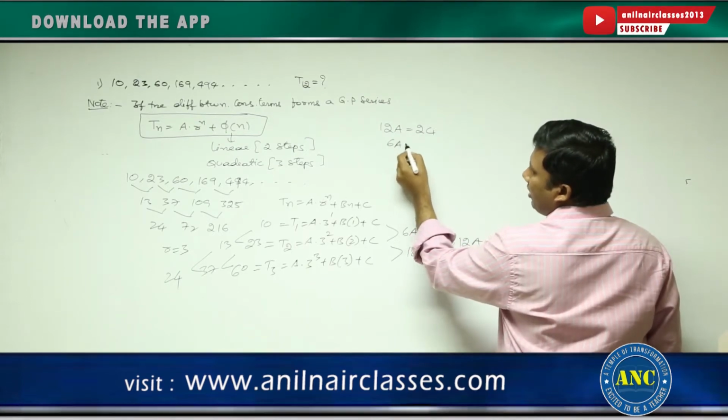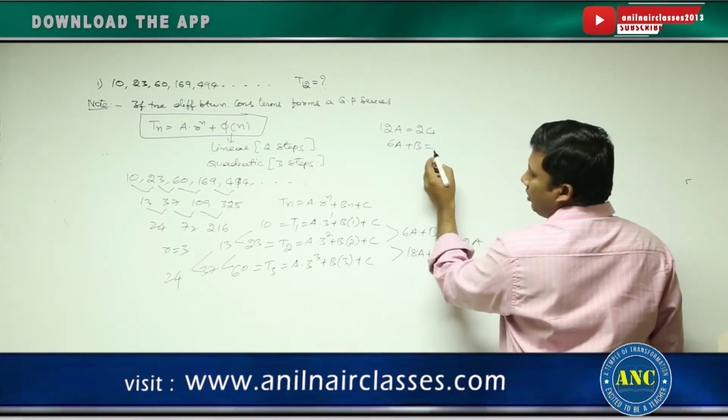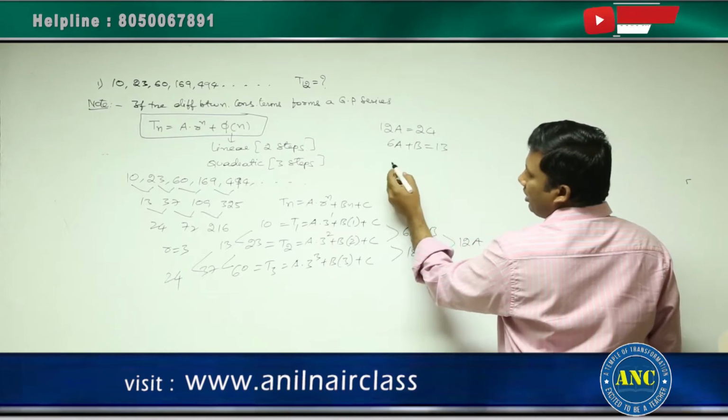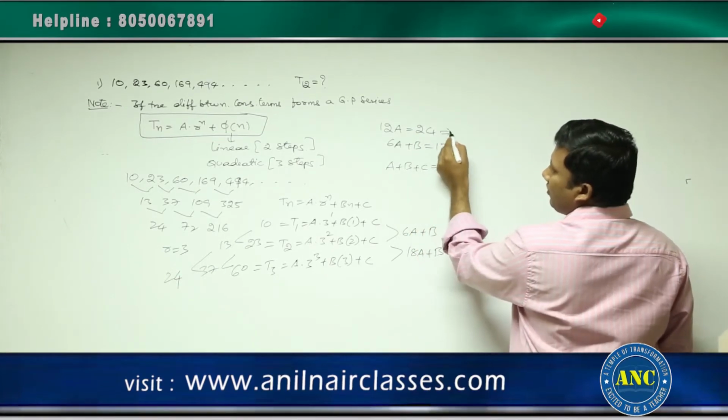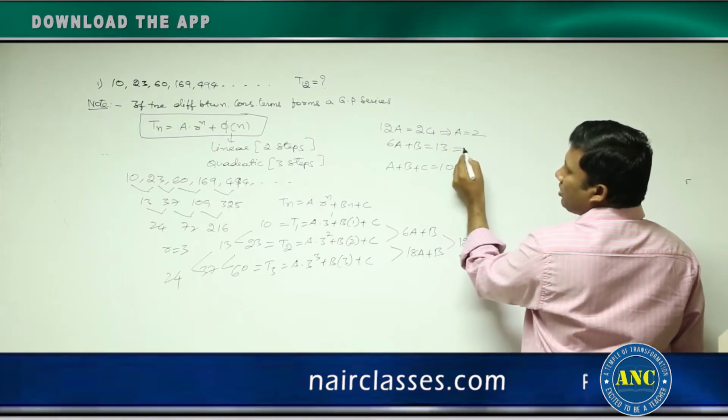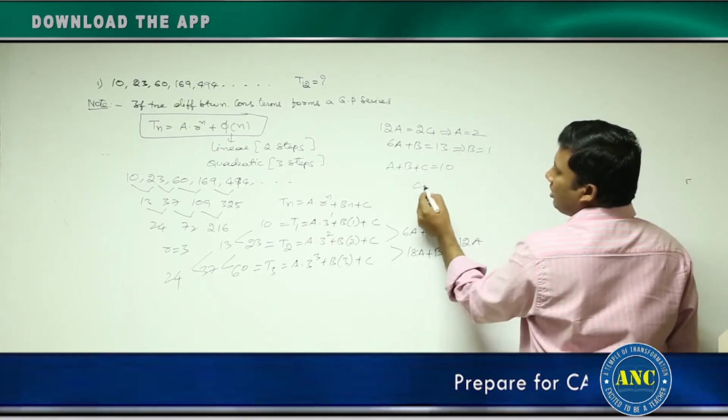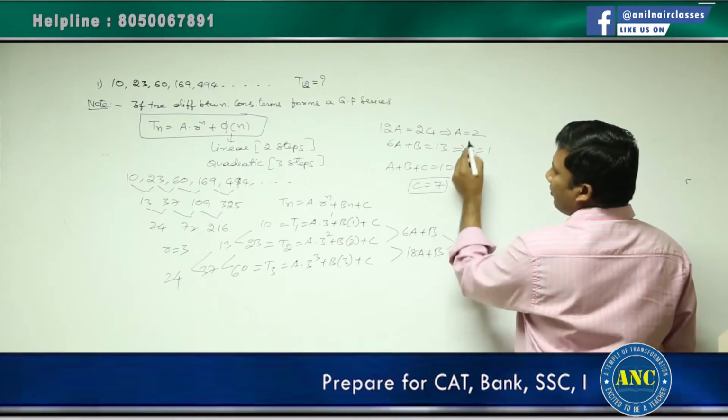Next, 6a plus b is equivalent to 13. And a plus b plus c is equivalent to 10. This will give you a value 2. This will give you b value 1. This will give you c value 7.